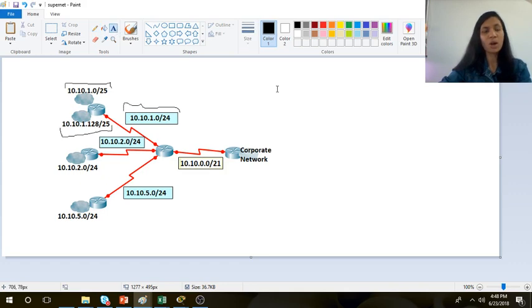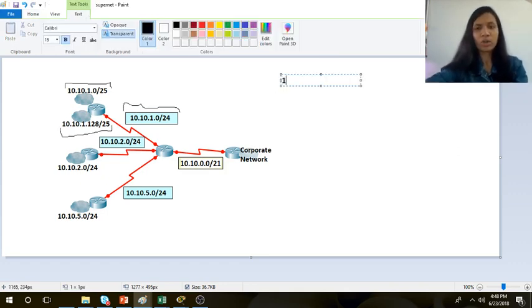Okay, so how is this route summarization performed? You are going to take the 10.10.1.0 and 10.10.1.128. These two addresses have got first three octets the same. The difference is in the last octet. Okay, so we will expand the last octet, which is all zeros, and the network address of the next network, which is 10.10.1.128, which is first bit one, and the rest of it 0.